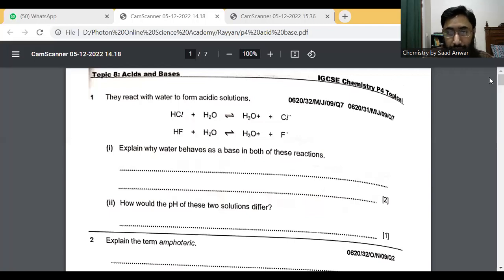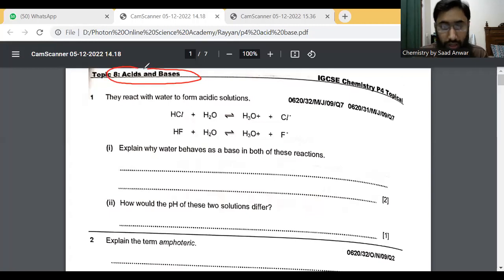Today we are going to discuss a very important topic, and that topic is topical P4 paper for IGCSE chemistry. This is equally important for Edexcel chemistry and for O-level chemistry. This is topical paper 4. Let me open that paper. So guys, this is the question paper. I will solve this question paper for you. The topic name is acid and base.